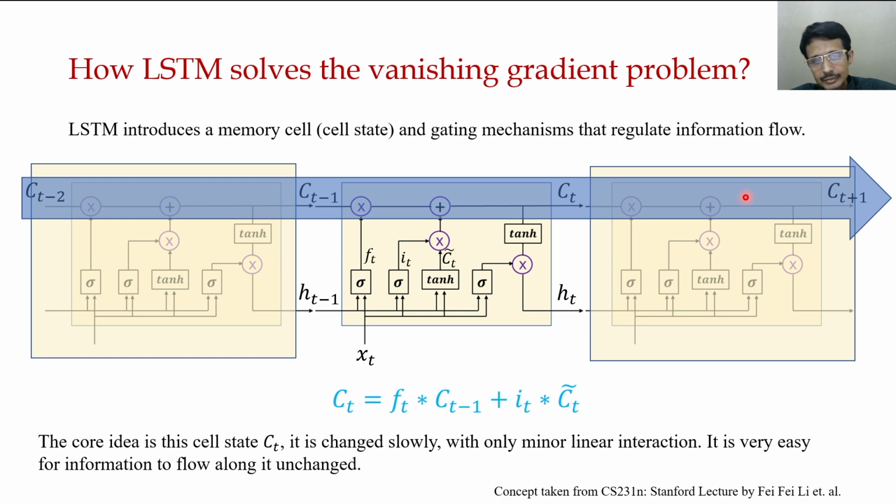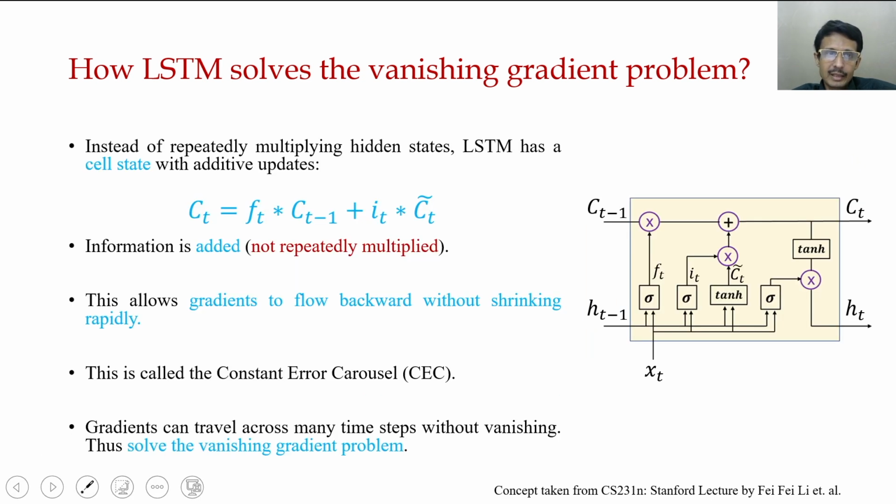Okay, instead of repeatedly multiplying the hidden state as we have done in the RNN, LSTM has a cell state with additive updates like this. You can see this is just additive, and this is just a gate also. So information is added, not repeatedly multiplied. This allows the gradients to flow backward without shrinking rapidly.